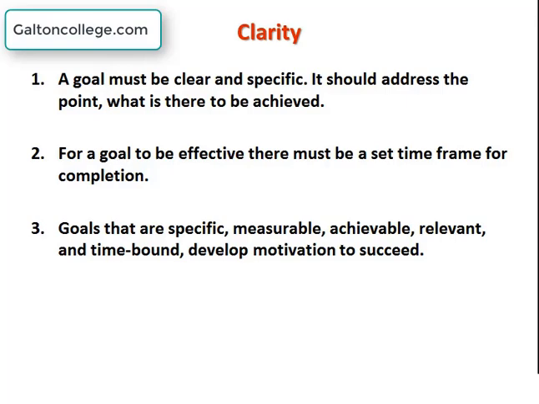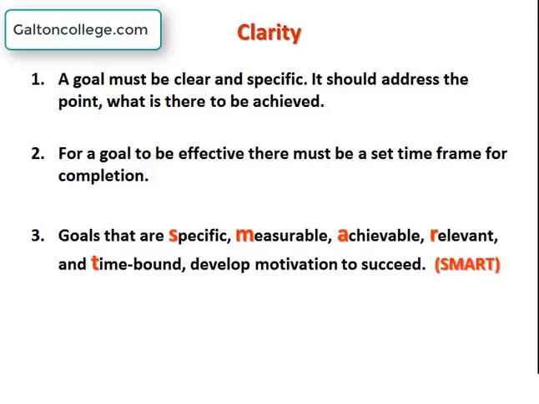These are various aspects: being specific, measurable, achievable, relevant, time-bound, are formed into an acronym. Take the first letter from each word and it spells out the word SMART. So these are the SMART principles, that goals must be smart.